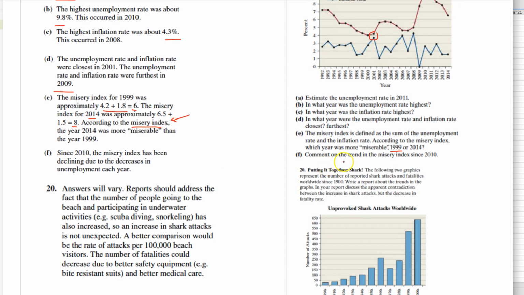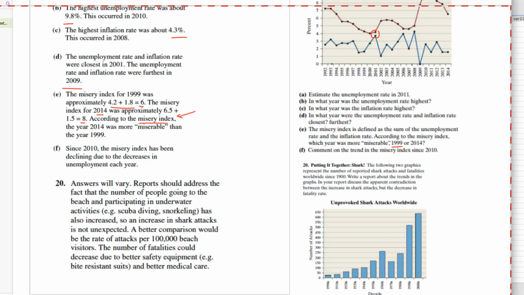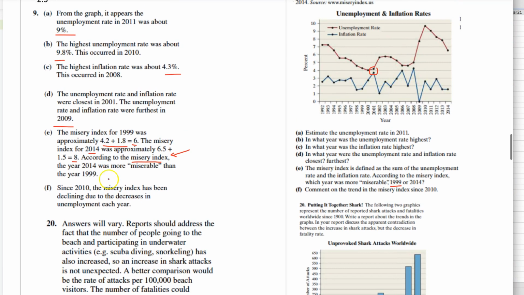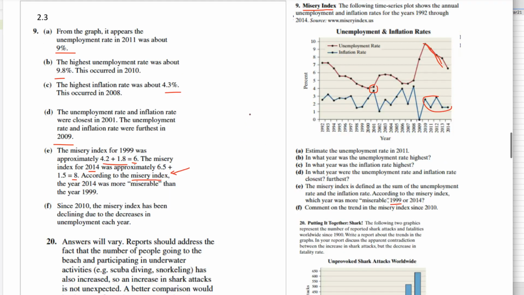And then the last question, comment on the trend in the misery index. If we look at the misery index by looking at the sums of these, since 2010, it looks like the index has been declining due to the decreases in unemployment. So notice unemployment has been decreasing, inflation kind of staying the same. So you could see that people were not as miserable because unemployment started decreasing compared to inflation rate. So that's number 9.